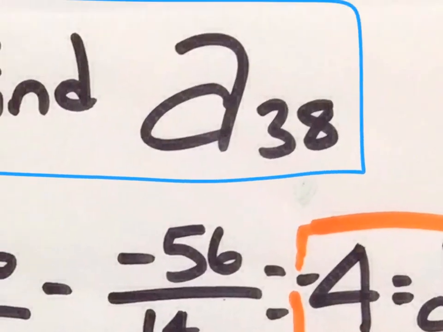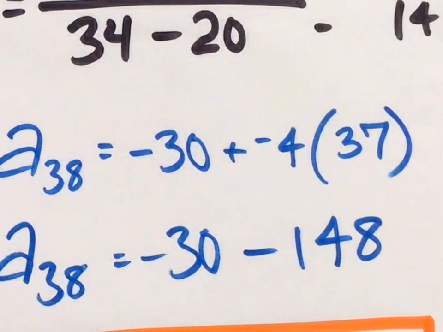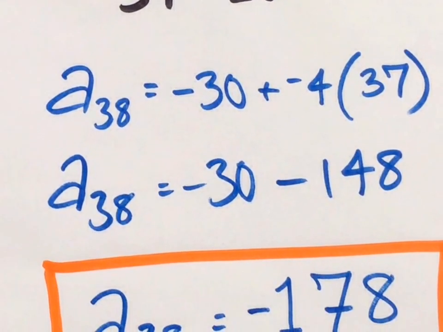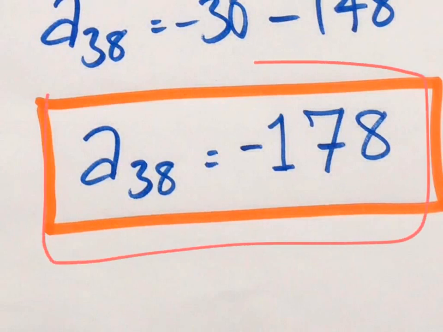We remember that we've got to find a sub 38, the 38th term. That's our objective. Let's do a little bit of math. We're going to pump in first term plus common difference times n minus 1. Negative 4 times 37 is negative 148. Negative 30 minus 148 is negative 178. That is our 38th term and the answer to this question. Check plus.